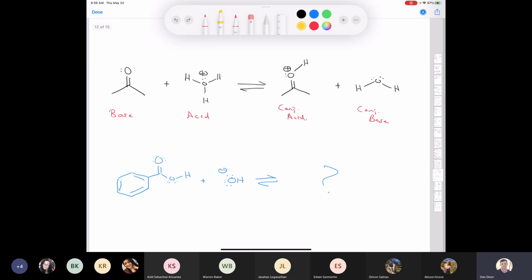Now, if we want to draw some curved arrows, well, this is the proton in question, right? And if you're like, well, Mr. Dion, couldn't it be this one? Or couldn't it be this one? That's neither here nor there. They're all identical. I'll just go with the low-hanging fruit, the one that's the closest to it, right?